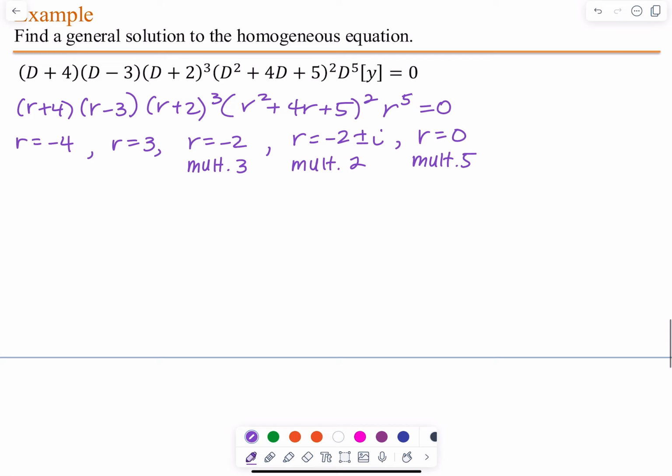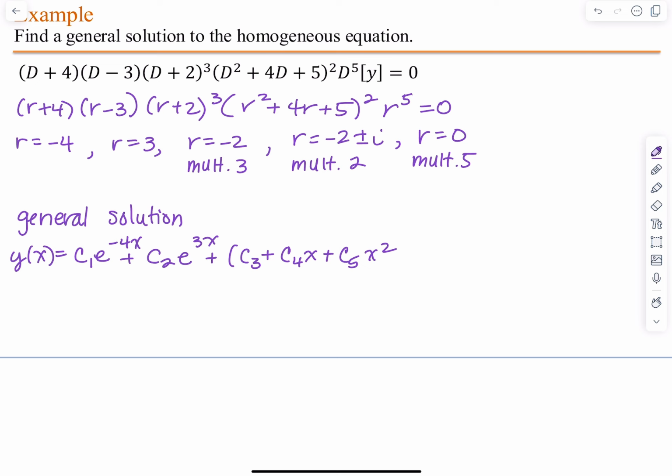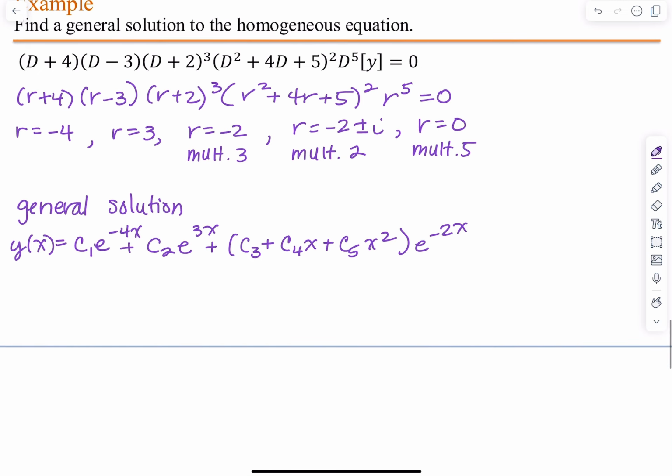So our general solution is going to be y of x is equal to, so we'll start with our first root of -4, c1 e to the -4x plus c2 e to the 3x plus, let's combine our constants, c3 plus c4x plus c5x squared, and that would be multiplied by e to the negative 2x. That's our multiplicity 3 root.